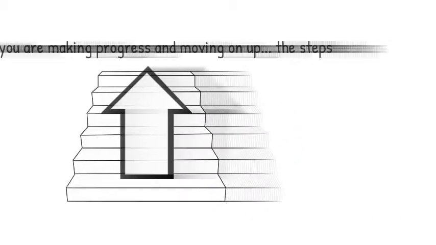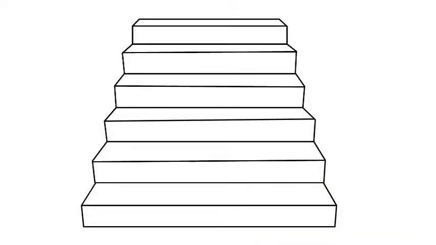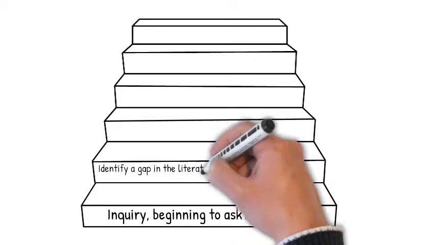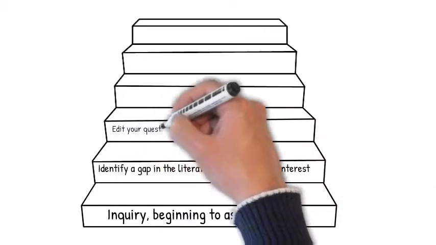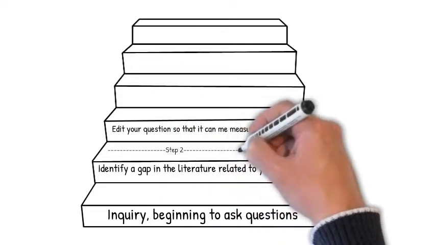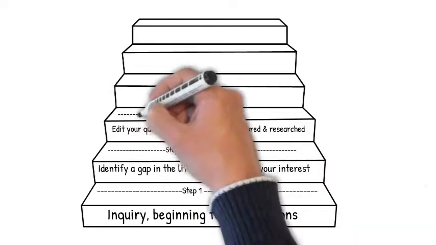So we've started with inquiry, and now we're starting to really think about conceptualizing the issue and the research that we're trying to identify. So then we start looking at the literature and find that there's a specific gap that we're trying to fill. So we edit our research question so it can be measured and researched in our third step.